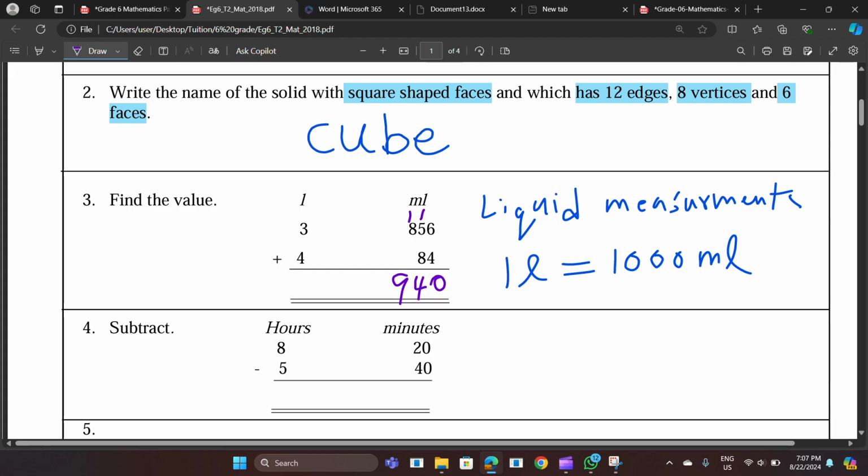So there is no problem because we can keep the counts less than 1000 in the milliliters place. It is okay because it is not exceeding 1000 milliliters. So you can keep these 940 milliliters here and go to this side. 3 plus 4, 7. So the answer is 7 liters and 940 milliliters.